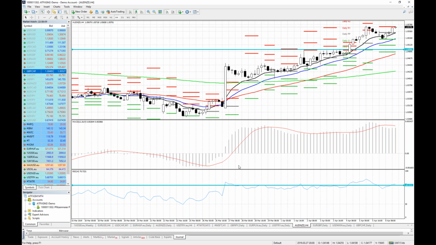MACD, RSI, I just use them to scan for convergence, divergence. I do not care about overbought or oversold levels. I do not care about the signal line crossing the trigger line or the other way around. It's always just there for convergence and divergence.